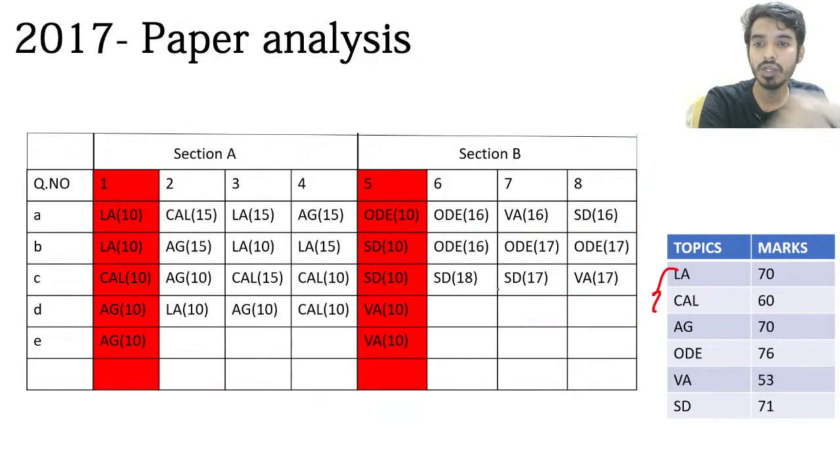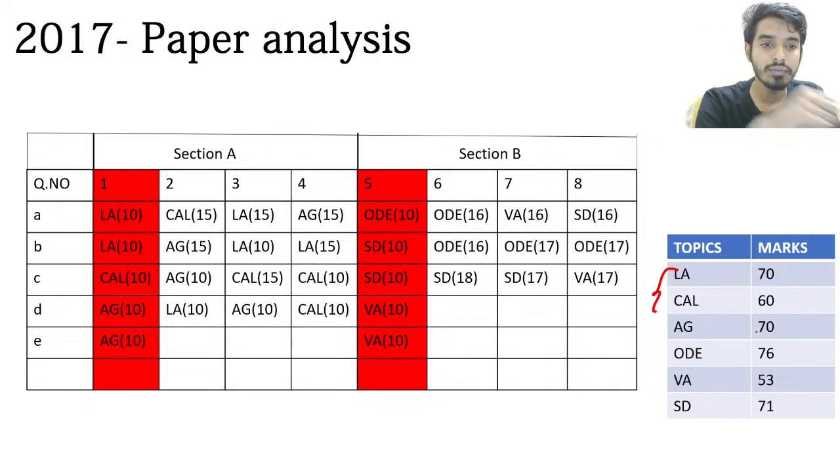Now this is the 2017 paper. You can see again this trend is not changing. Questions 1 and 5 are compulsory. You will have 5 questions, each question carries 10 marks. The first 4 questions will be from linear algebra, calculus, analytical geometry. The next 4 questions will be from ODE, vector analysis, and statics and dynamics, right?